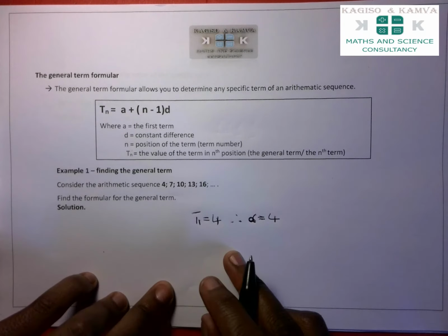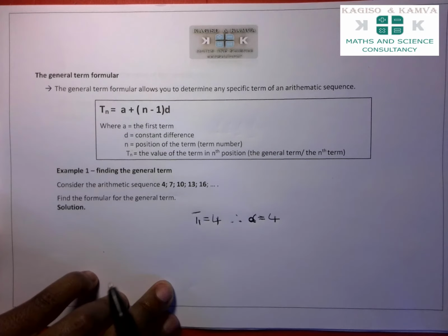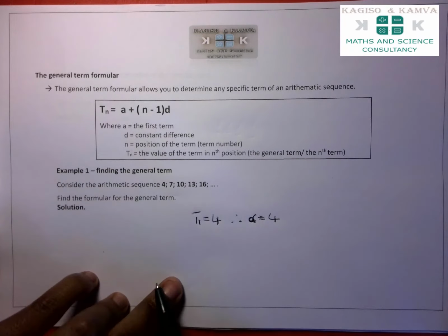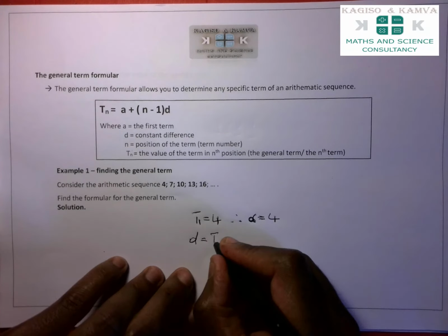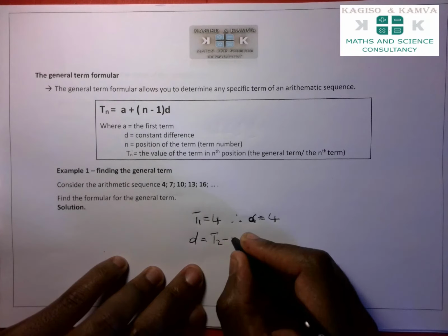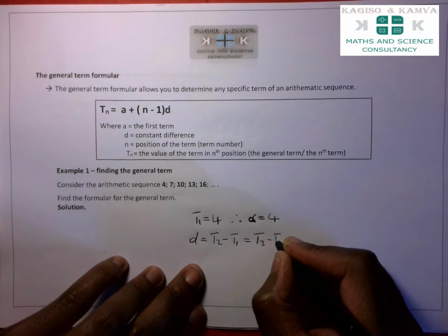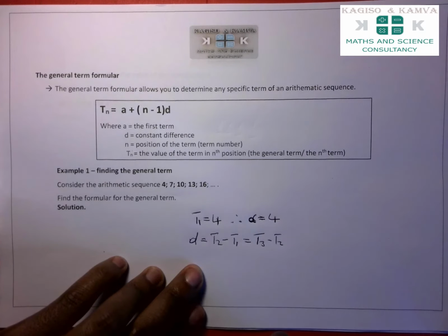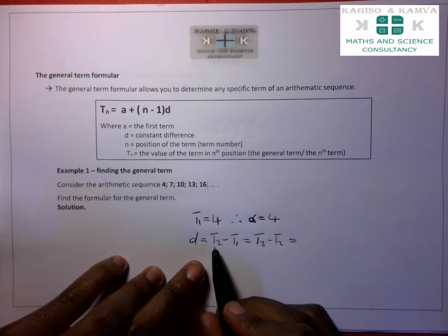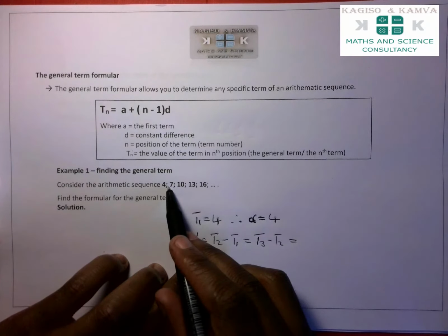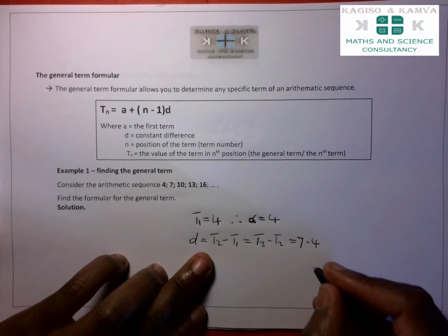Now, let's talk about the constant difference. How do we get the constant difference? For the difference, we subtract T1 from T2, that is T2 minus T1, and then T3 minus T2. So T2 minus T1 is 7 minus 4, and 7 minus 4 is 3.